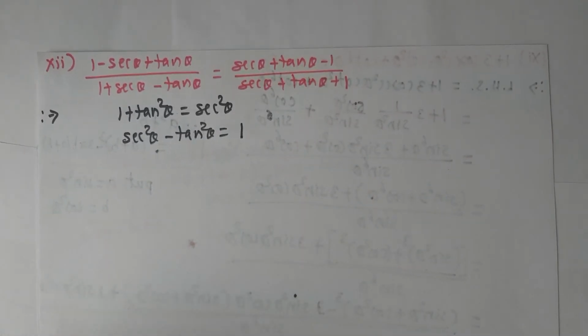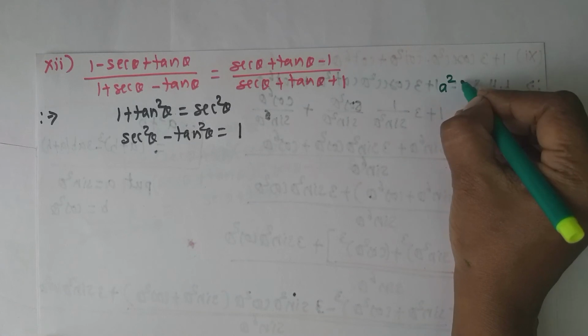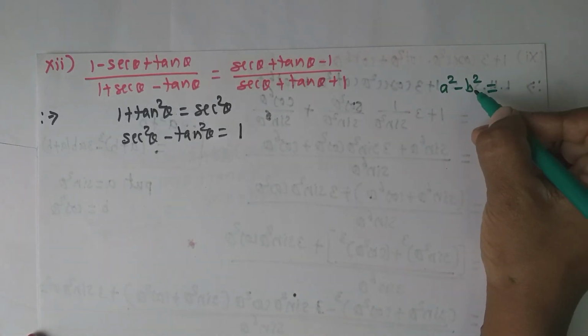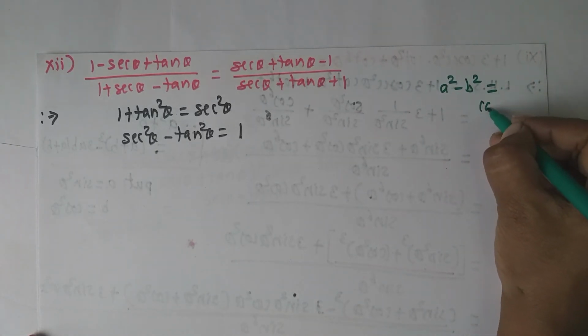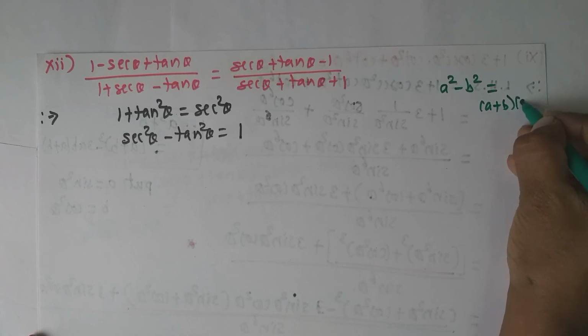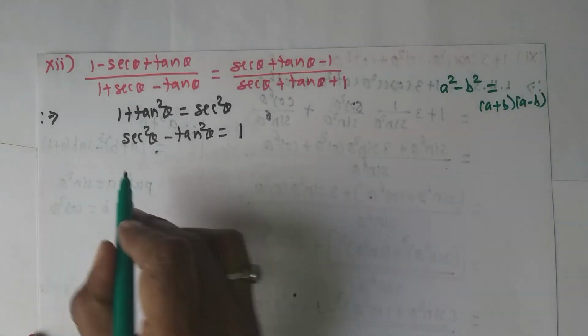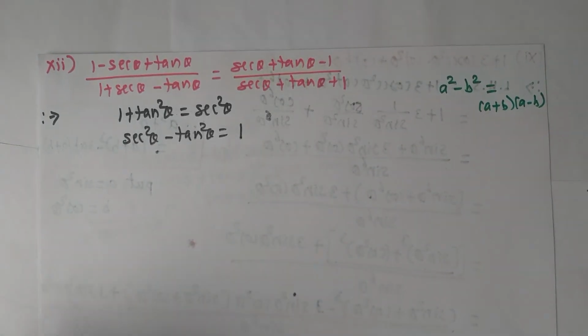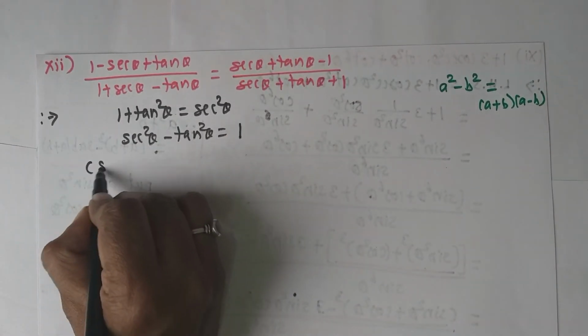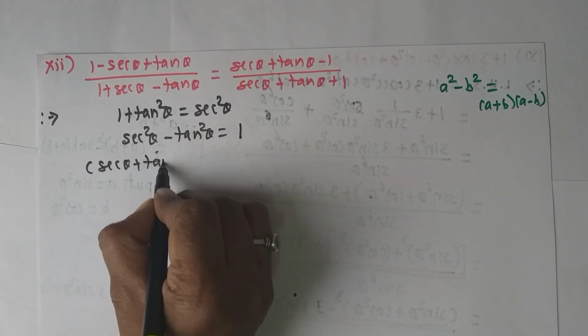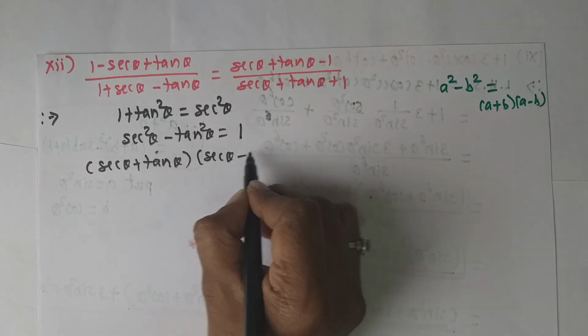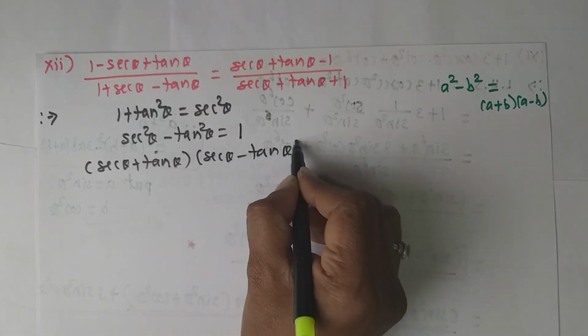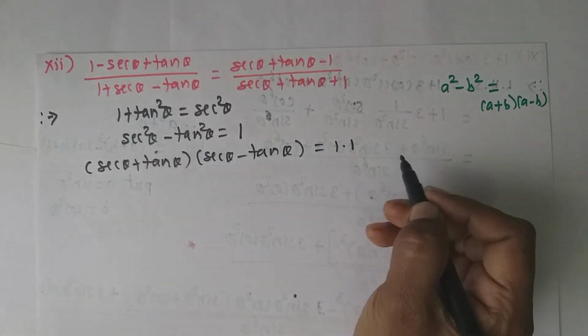And in your high school years, you have studied that if there are numbers like a square minus b square, then its factors are a plus b and a minus b. Okay, now this is a, this is b. This can be rearranged as sec theta plus tan theta into sec theta minus tan theta. And this one can be written as 1 into 1.